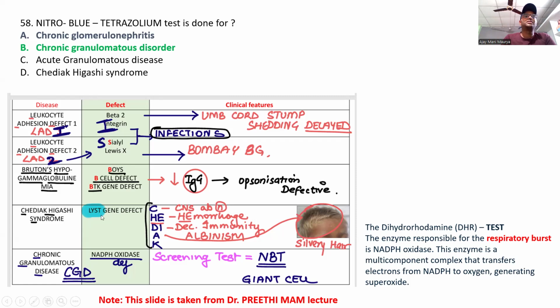Chediak-Higashi syndrome, the LYST gene, all seen with CNS abnormalities and albinism. Please remember this one, guys.